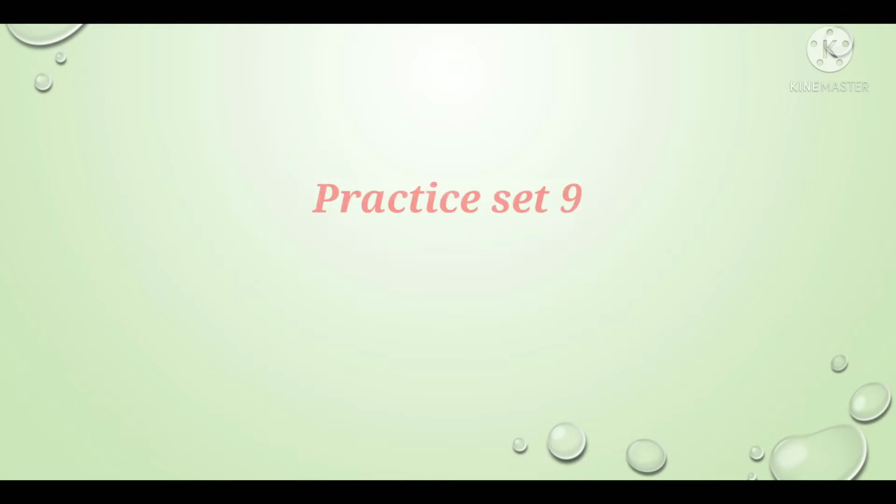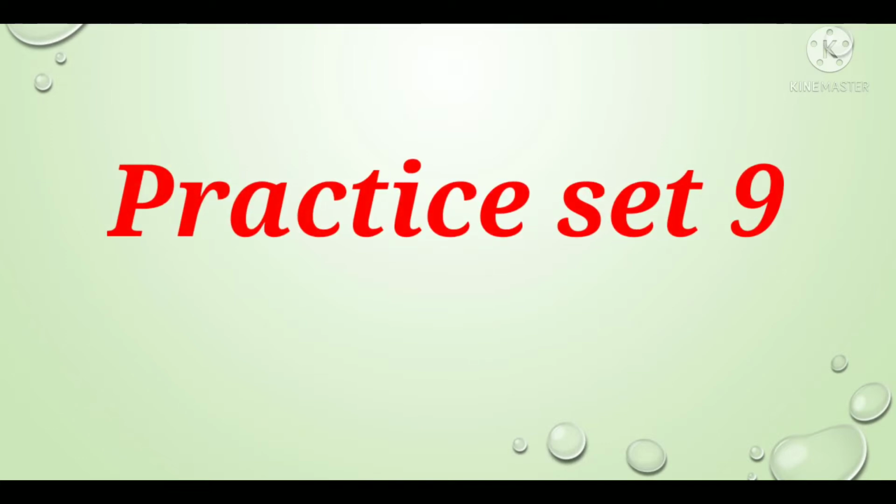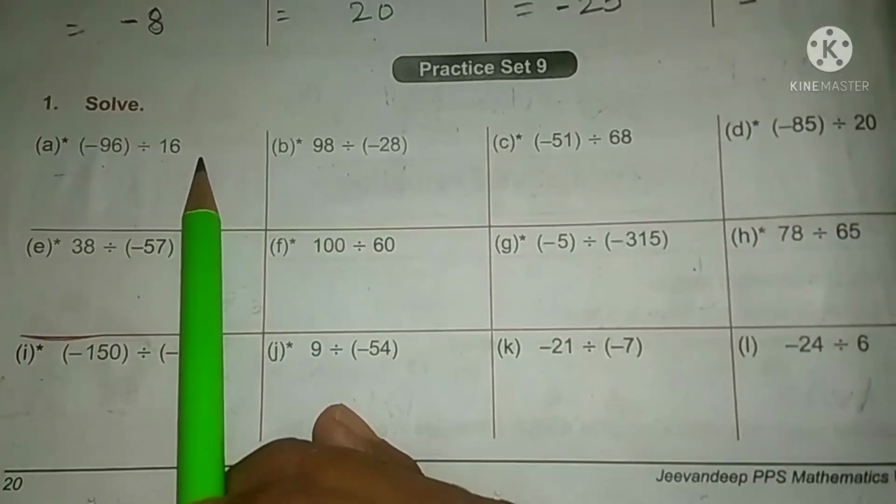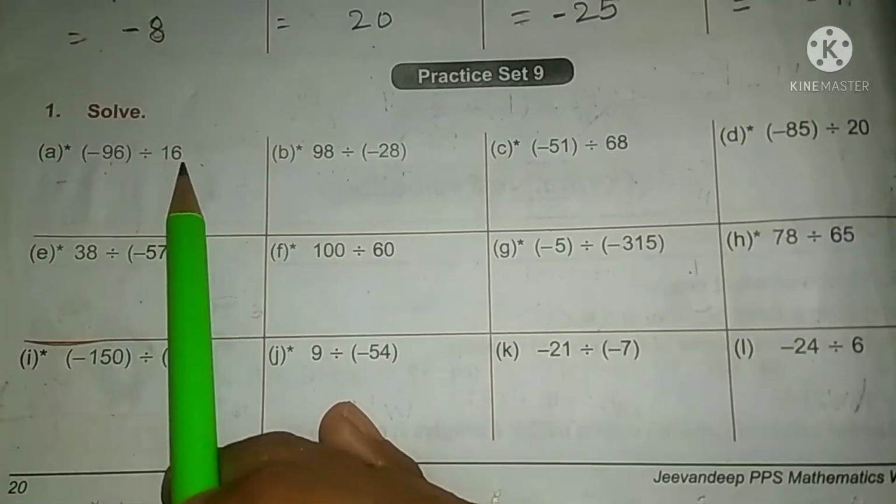Clear? Now let's see practice set 9. First one, minus 96 divided by 16. We have to divide a negative integer by a positive one.